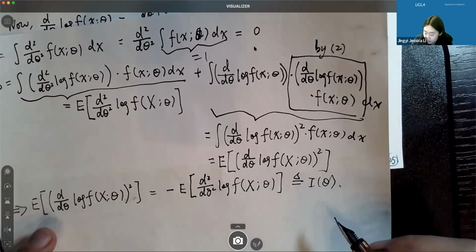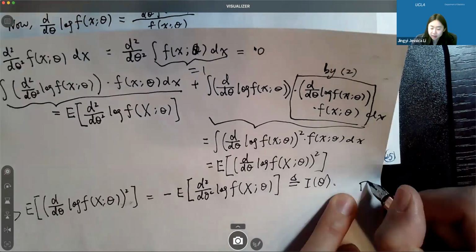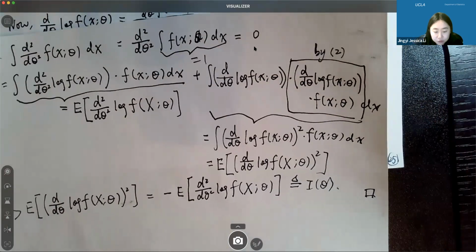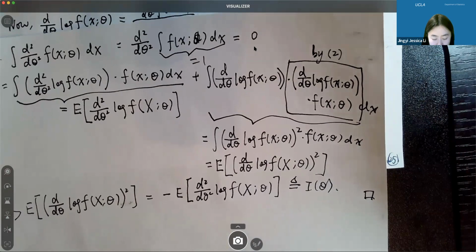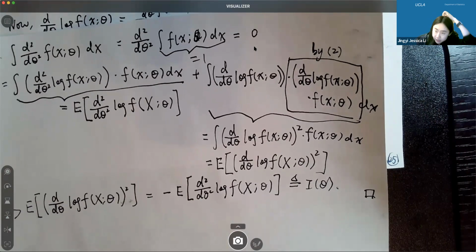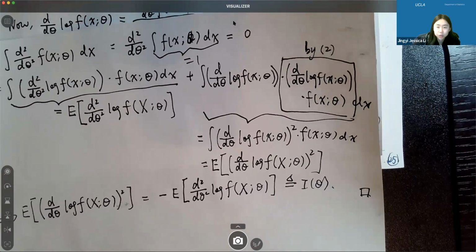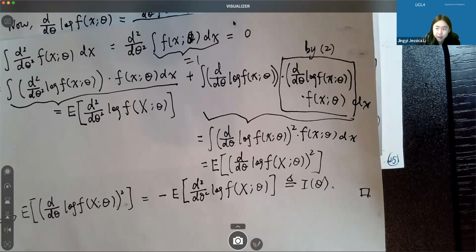Okay, that concludes the Fisher information definition. So now let me give you one example about computing the Fisher information before we go to the Cramer-Rao lower bound proof.